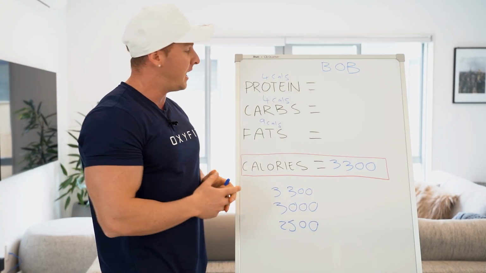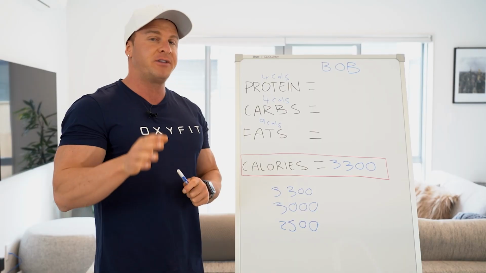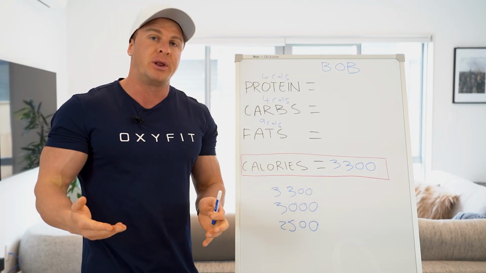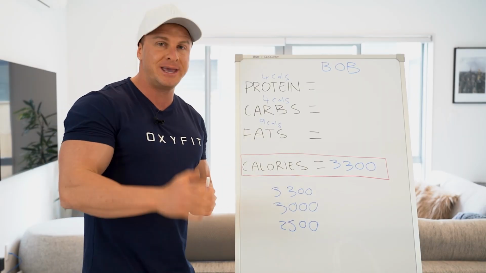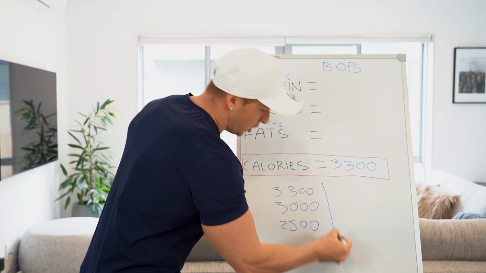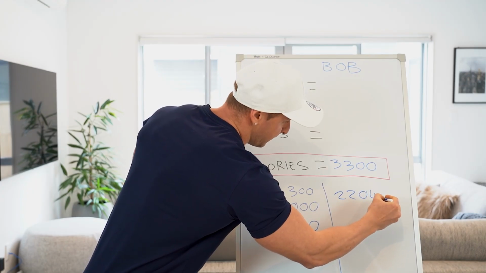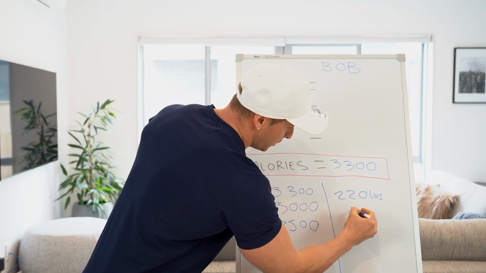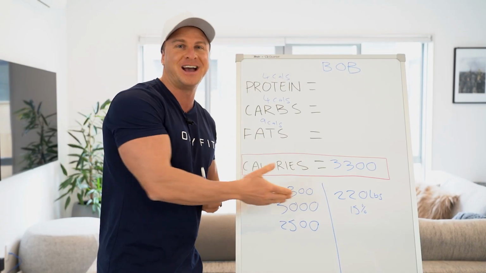Now, how do we work out how much protein, how much carbs, and how much fats we need? We first have to determine what our lean body weight is. Your lean body weight is your total body weight minus your estimated body fat percentage. So let's just say Bob was 220 pounds of total body weight at 15% body fat. Hopefully you guys can read my writing.